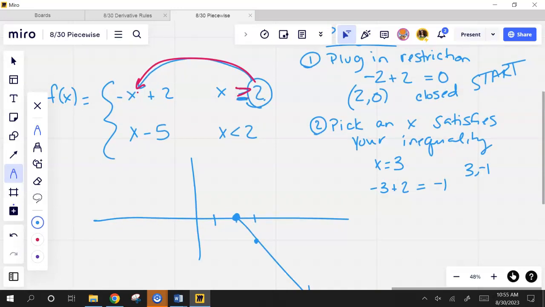If there's a line under the inequality, it's a closed dot. If there's no line, it's open. Yep.